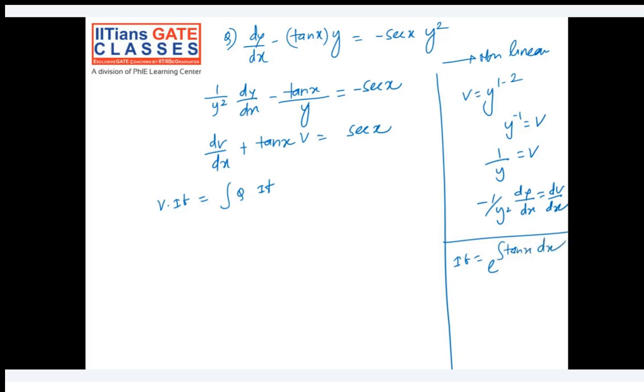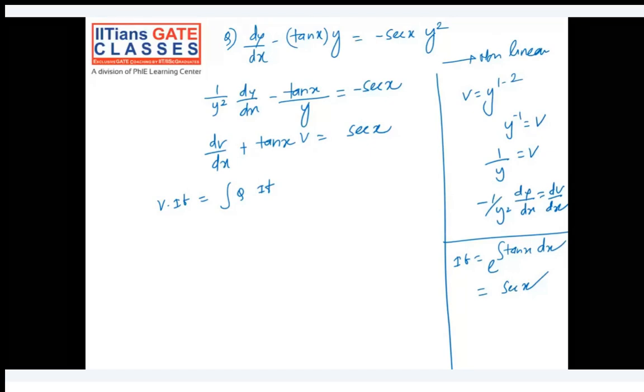Integration of e to the power tan x is what? Sec x. Okay. Because integration of tan x is log of sec x, and e to the power log of sec x is sec x. That's why directly I'm writing here sec x.